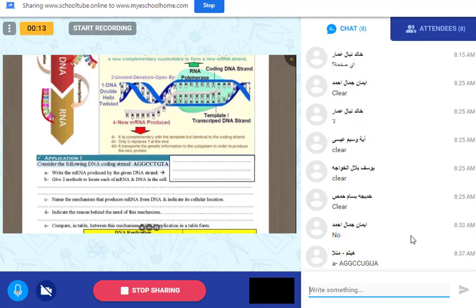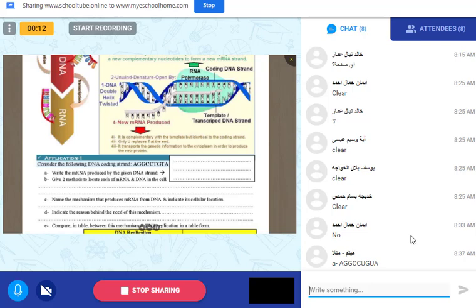So whenever you have the coding, the messenger RNA is the same. But if he gives me the transcribed, it will be the opposite.